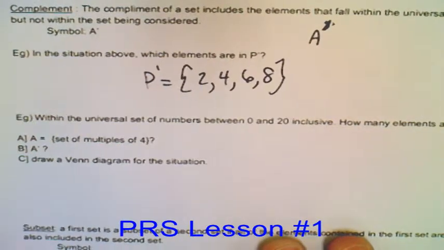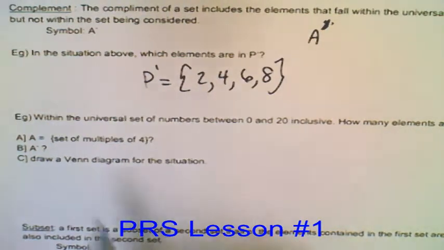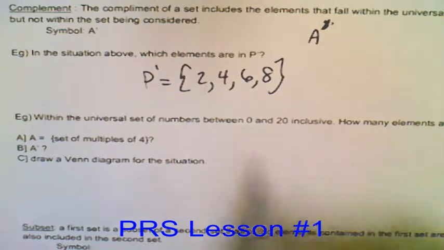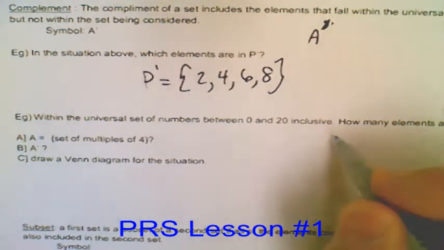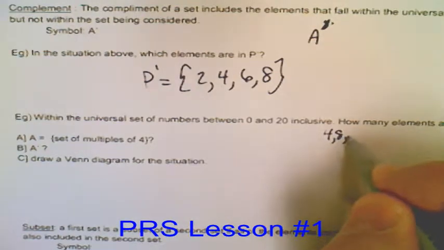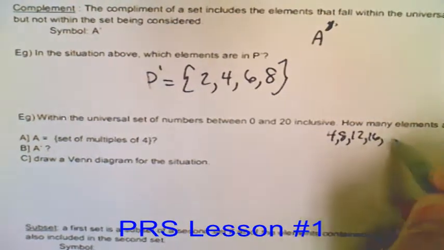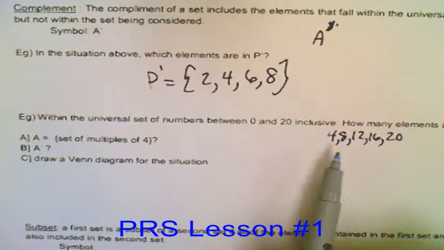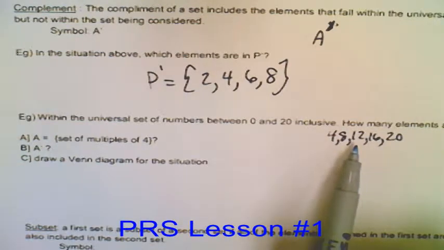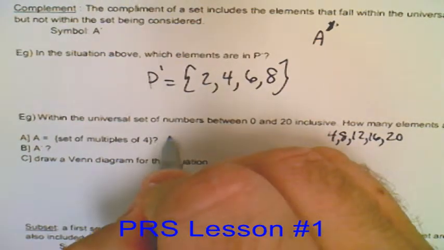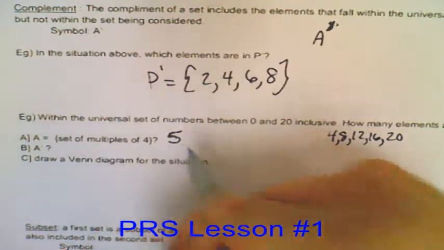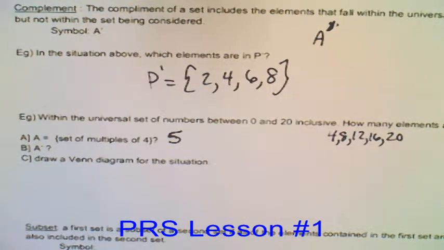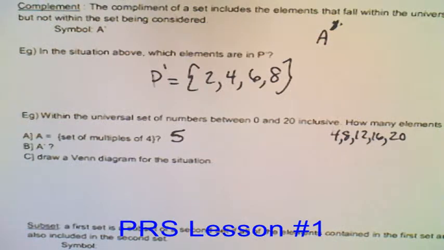Now, continuing along with this, within the universal set of numbers between 0 and 20 inclusive, how many elements are in A, the set of multiples of 4? So you start thinking, you've got the numbers 0 to 20 inclusive. The multiples of 4 are 4, 8, 12, 16, and 20. How many elements are within the multiples of 4? Well, these ones are in the multiples of 4. There's 1, 2, 3, 4, 5. There's 5 of those. So that's how many there are.